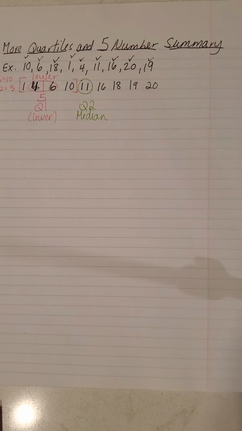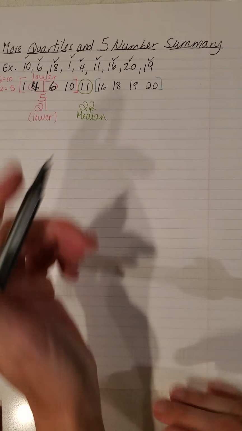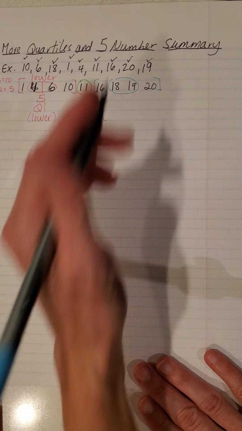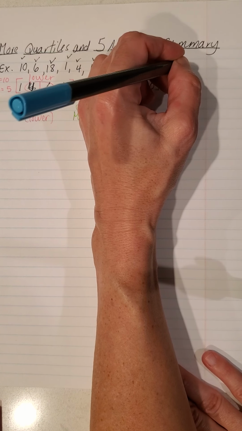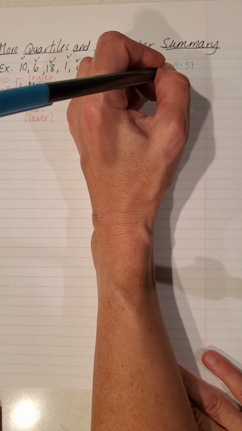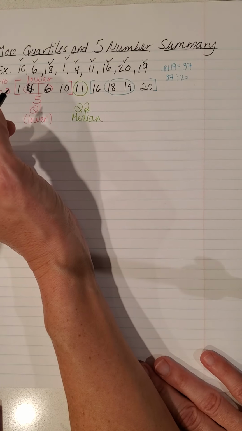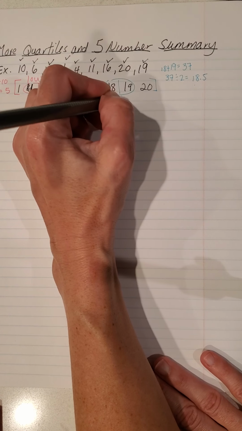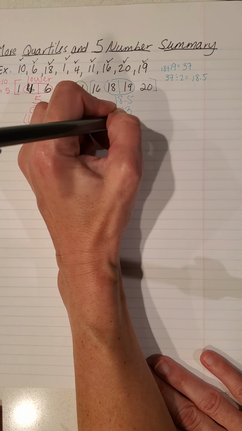I'm going to do the same with the upper half. Here's my upper half. And again, there is not a middle number, so I have to take 18 and 19 and divide by 2. I have to add them, which is 37, and then I have to divide 37 by 2. And 37 divided by 2 is actually 18.5. And so that is my Q3, or my upper quartile.